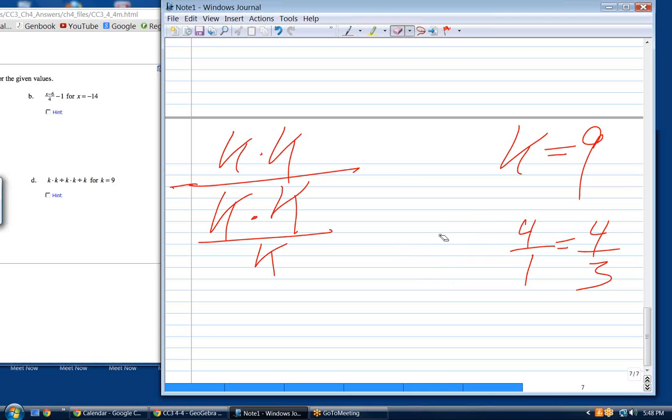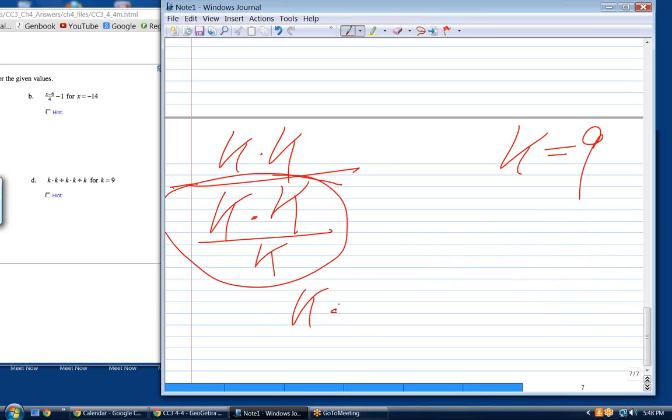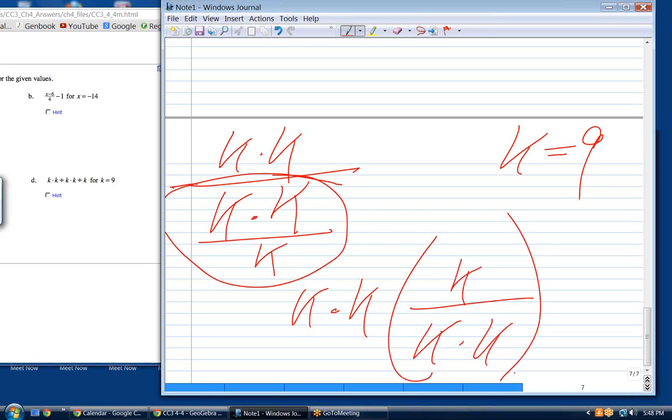Same thing up here. I'm going to flip the bottom and multiply. So I have K times K, and I'm going to multiply it by K divided by K times K. Now, what process can I use to simplify this? I don't need PEMDAS. The K's cancel, the bottom two with the top two, and I'm left with K, or 9.